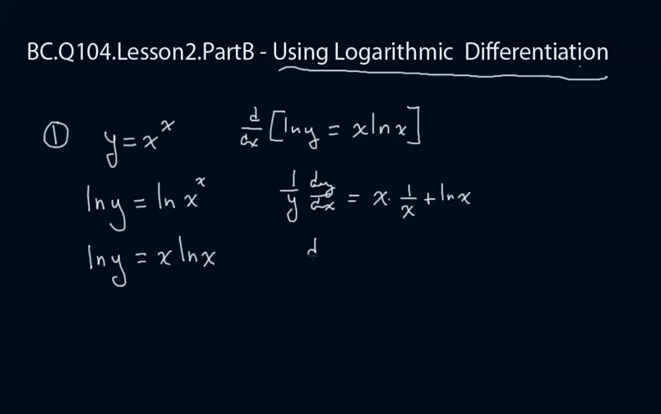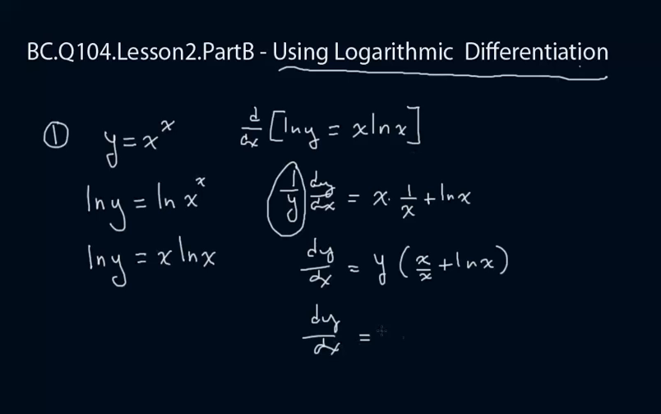So here we have it. So now we have dy dx equals, and the key part here is to multiply both sides by y. So it's y times x over x plus natural log of x, or simply stated, dy dx equals y. Now we know what y is. It's defined earlier to be x to the power of x. Now I'm simplifying this expression, and we have dy dx, which is what we desire to find when y equals x to the power of x.